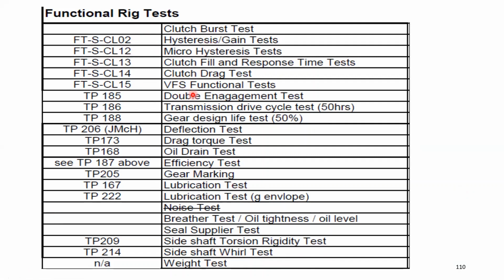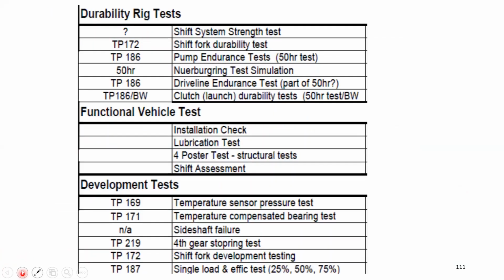Even the functional rig test. This is all part of the functional rig test, and you have the durability rig test, where you shift the gears from 1 to 2, 2 to 3, 3 to 1. You change it with different frequency, and you do it for different hours, different periods. And here you will also ensure that you complete the shift system test, the fork durability test, the endurance oil pump test. Basically, you will pump the oil. You also do this test for lubrication purpose. You also do some other tests with respect to the clutch as well.